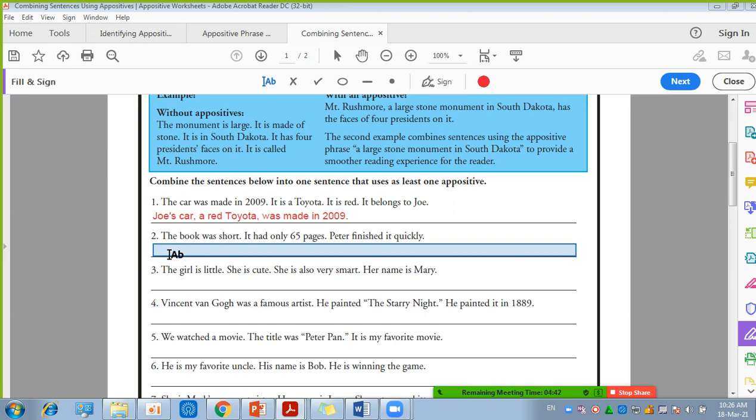It will be Peter finished the book quickly. This is the Peter finished the book quickly. It has only 65 pages. And now you have created, it has only. Where is the phrase? It has only 65 pages. This is not a phrase. It has. This is a complete clause or sentence.